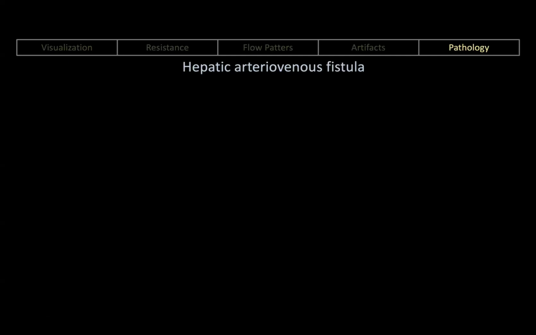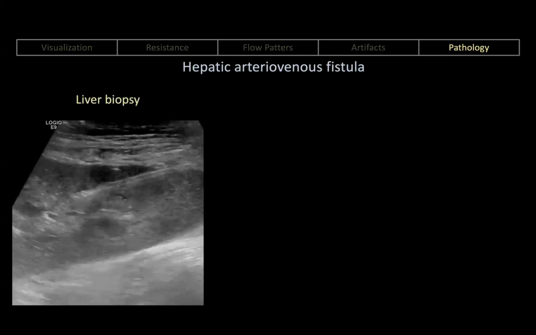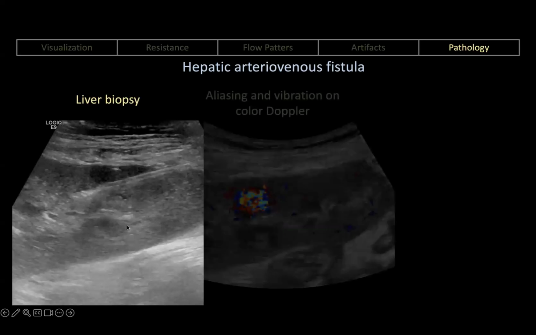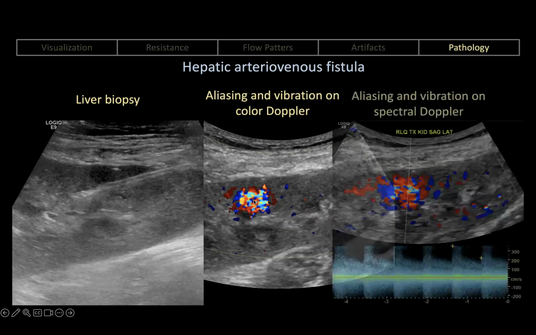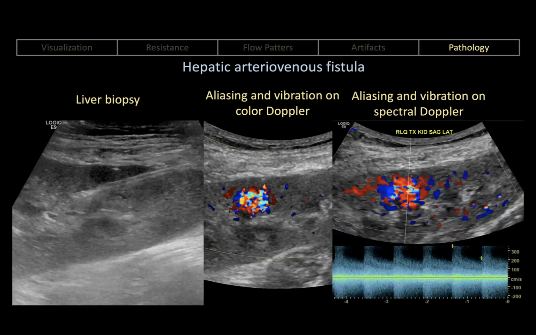So let's look at some examples here. Here's one where there's a liver biopsy that was done. After the liver biopsy, we can see on the Doppler image that there are areas of vibration artifact going on here. And if you put a spectral waveform on there, what do we see? We see a high velocity, low resistance waveform pattern.